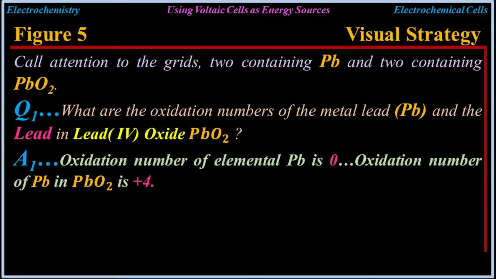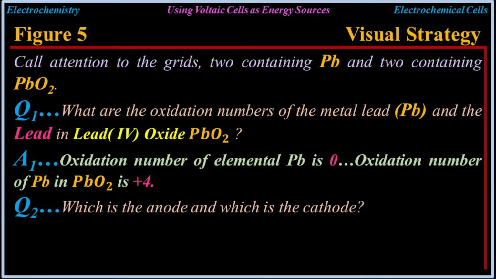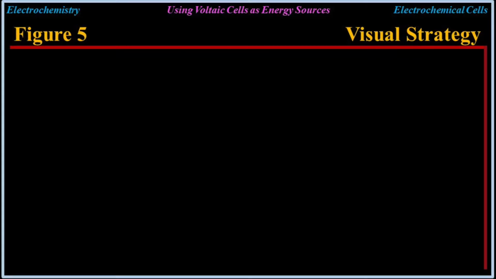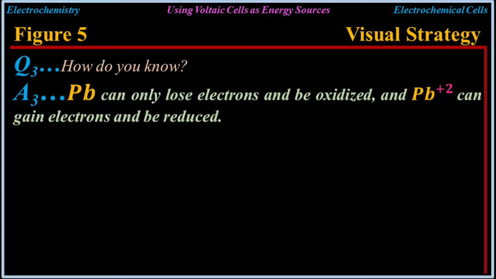The oxidation number of the elemental lead is 0. The oxidation number of the lead in lead(IV) oxide is 4. Which is the anode and which is the cathode? Lead is the anode and lead(IV) oxide is the cathode. Let's continue with figure 5. How do you know which is which? Lead can only lose electrons and be oxidized. Lead 4+ can gain electrons and be reduced.